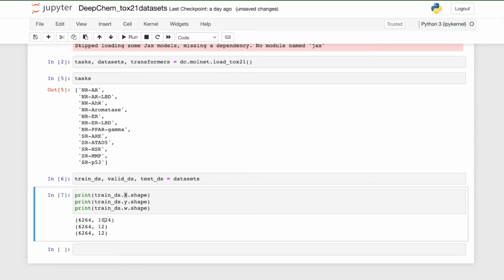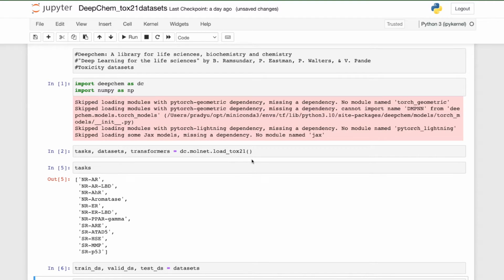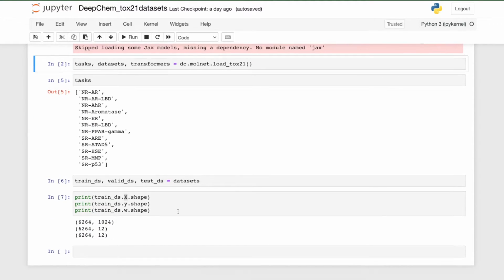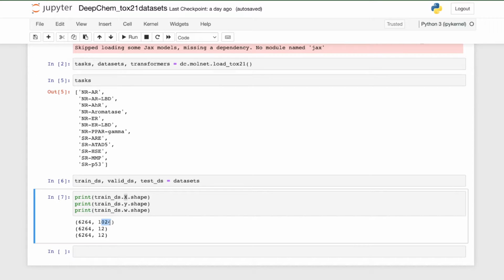So what does this mean? This is something that we derived from, remember when we were loading this data set, there was something called featurizer. So it featurized the molecule via ECFP, and that ECFP provided 1024 properties for each molecule. So these are those characteristics of each molecule, 1024. This is what we will be training on.